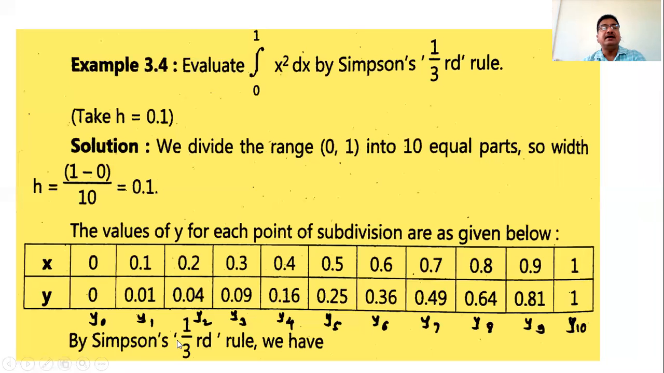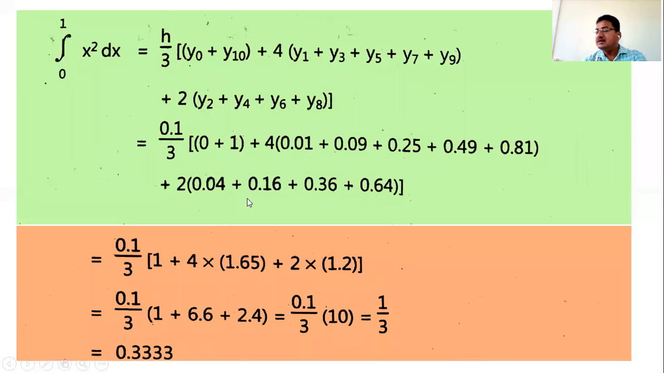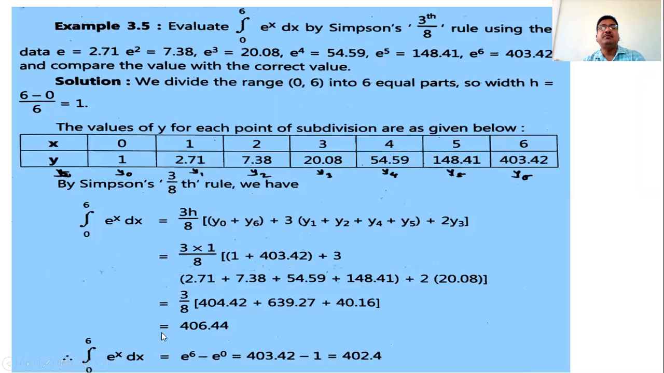No need to write the correct answer here, because here is the question. If there is another question that says find error, then find the correct answer and then find the error, that is correct answer minus this approximate answer. Answer by using Simpson's 1/3 rule or 3/8 rule or trapezoidal rule.